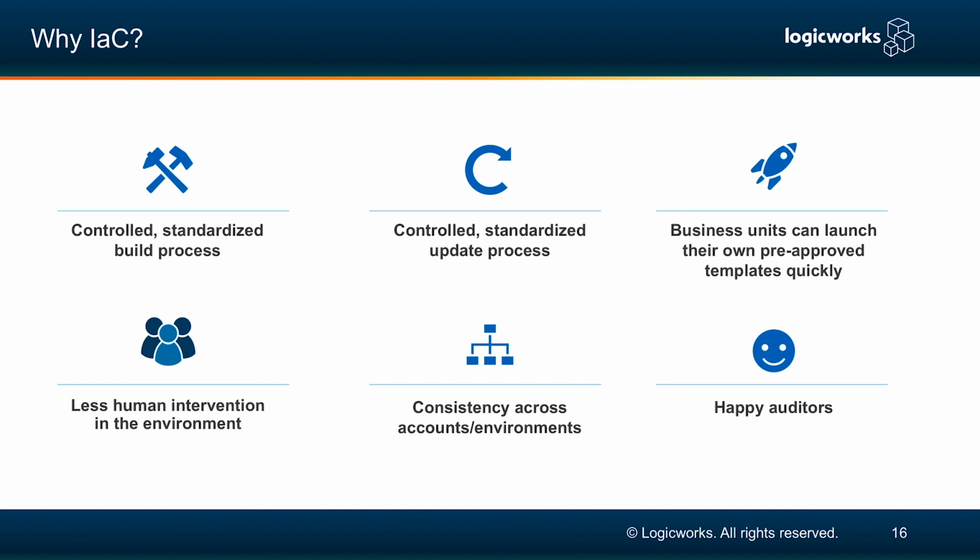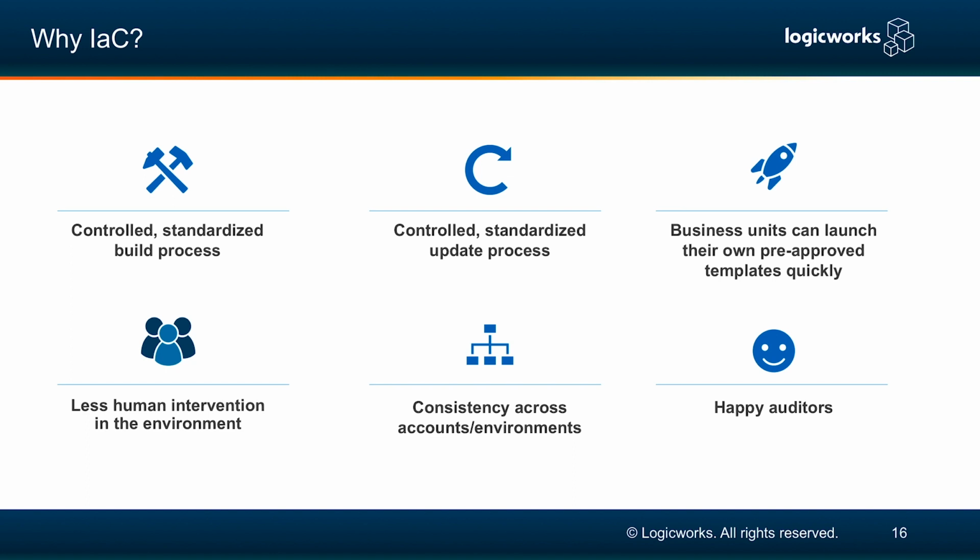So why IaC? We have a controlled, standardized build process which allows us to ensure that we are on top of costs, we are on top of who is building what within the actual catalog and within the actual portfolios. We have a controlled, standardized update process. We are the ones that are in control of what changes are being made to the template and what is actually being published live to our clients. Business units can launch their own pre-approved templates quickly. If there's a situation where they need something to be stood up immediately, you no longer have to be a bottleneck within that particular scenario.